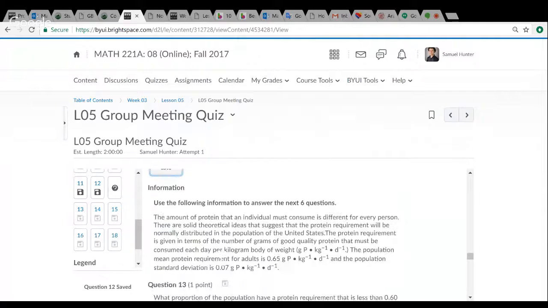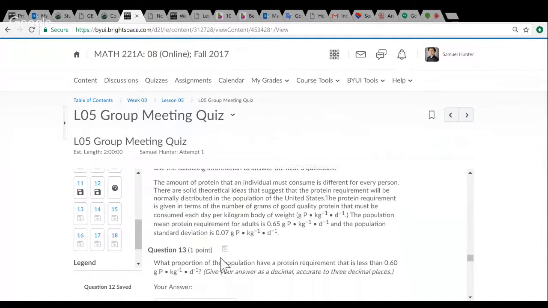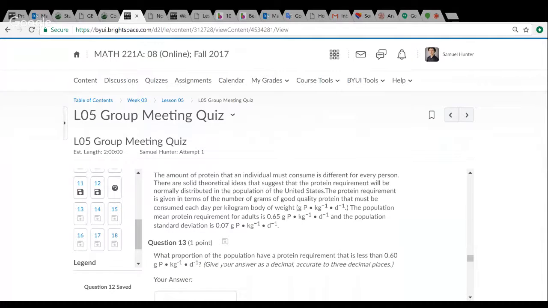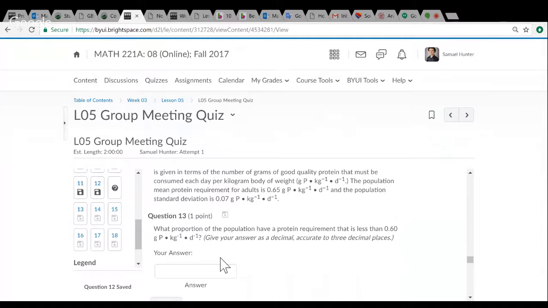Use the following information and answer the next 6 questions. The amount of protein that an individual must consume is different for every person. There are solid theoretical ideas that suggest that protein requirement will be normally distributed in the population of the United States. The protein requirement is given in terms of the number of grams of good quality protein that must be consumed each day per kilogram of body weight. The population mean protein requirement for adults is 0.65 grams per kilogram, and the population standard deviation is 0.07. What proportion of the population have a protein requirement that is less than 0.60?